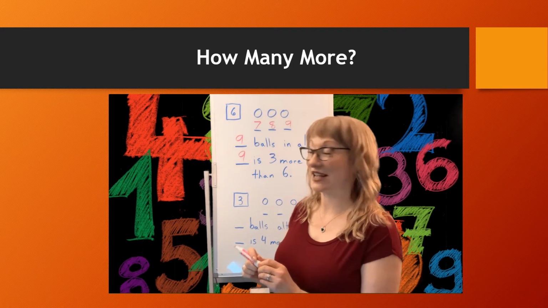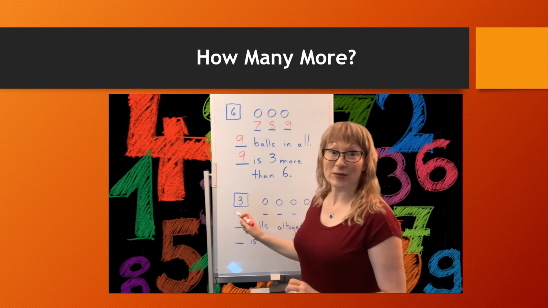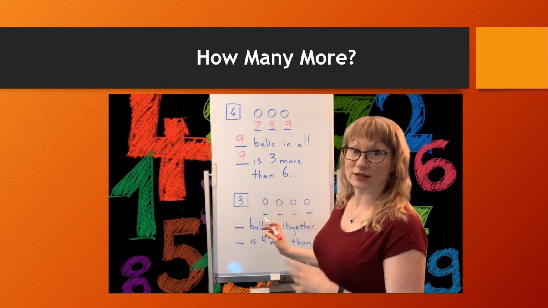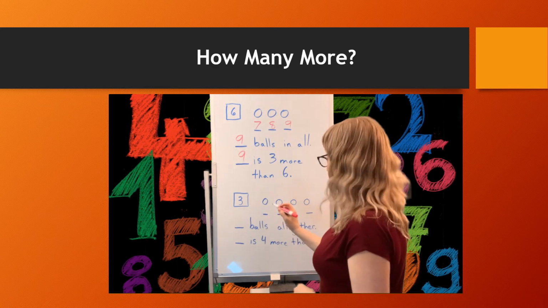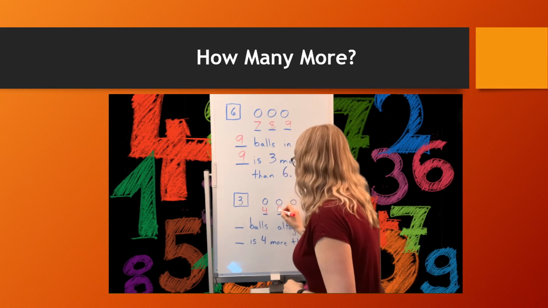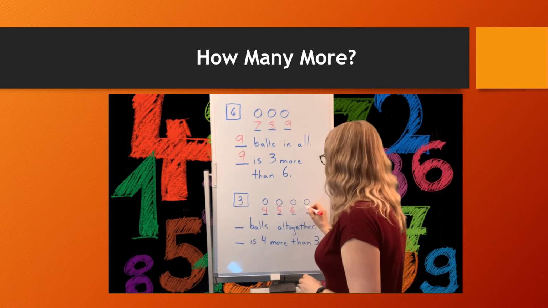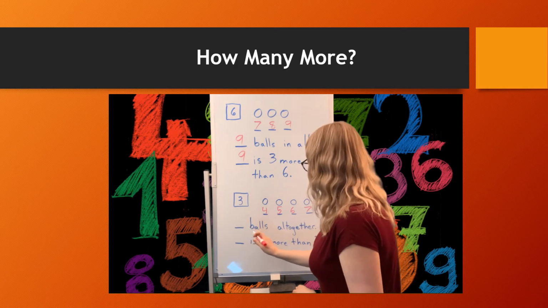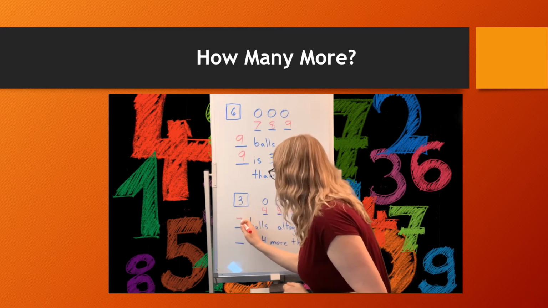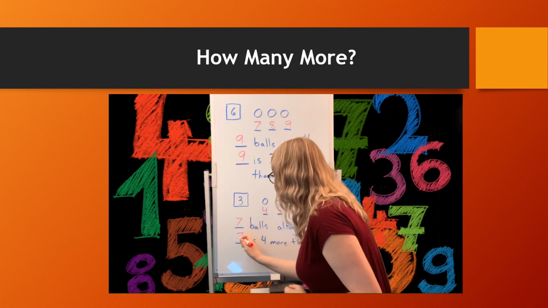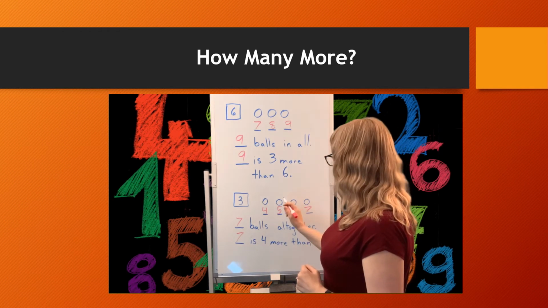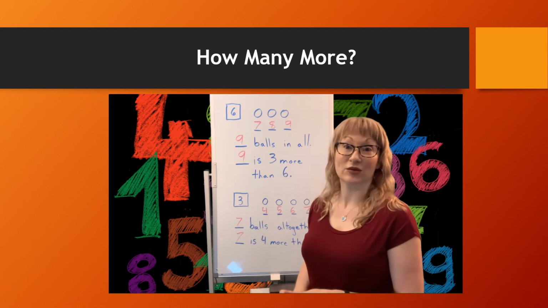Okay, let's do the next one together. We have got 3 balls already in our toy box. Oh, we need to collect another 4 balls. Let's count up from the 3. 3, the next number is 4, 5, 6, 7. Balls all together. Well, all together we have 7 balls. So 7 is 4 more than 3. Well, let's check. 7 is 1, 2, 3, 4 more than 3.